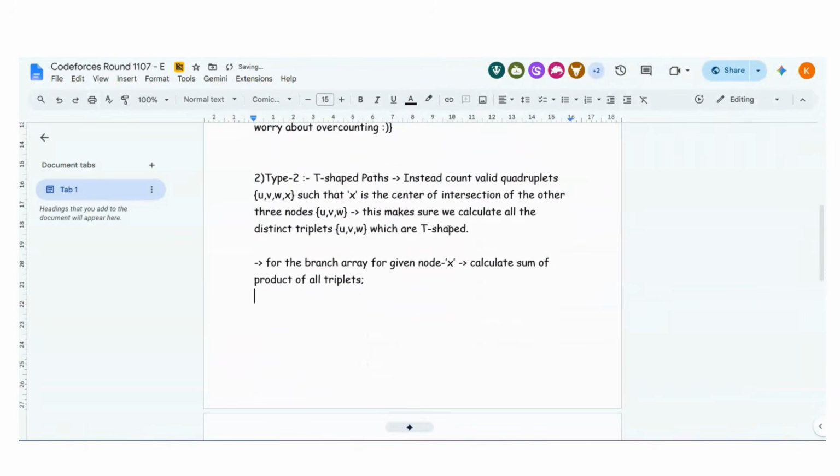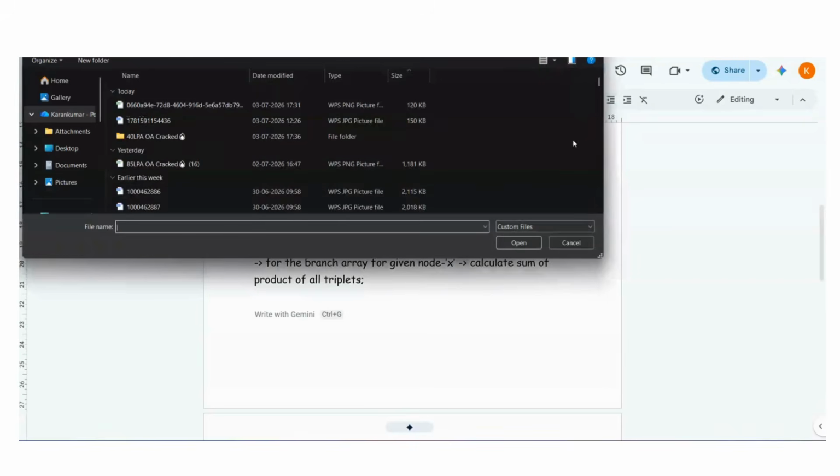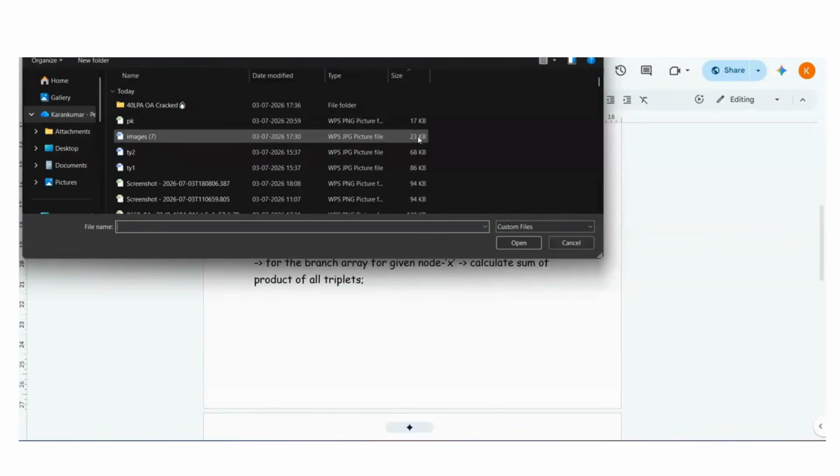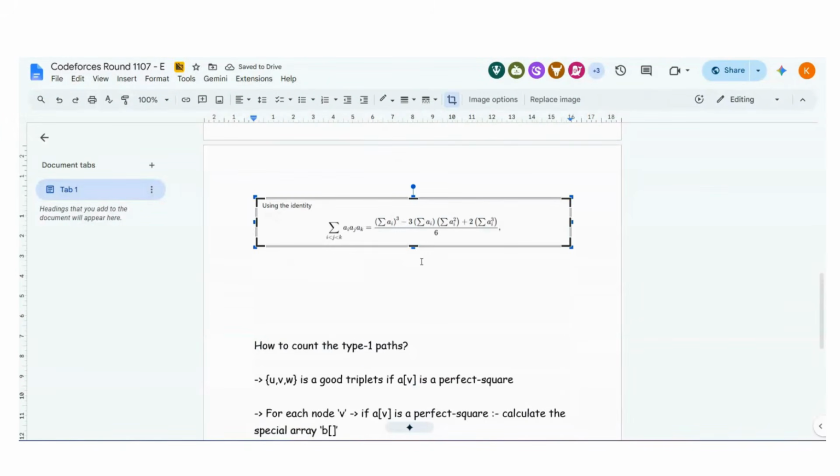This is the formula, guys. So, guys, see, okay, you just take the sum of all the numbers in the array, their cube, minus sum of all numbers in array multiplied by sum of squares of all numbers in the array plus 2 times sum of cubes of all numbers in the array, divided by 6.